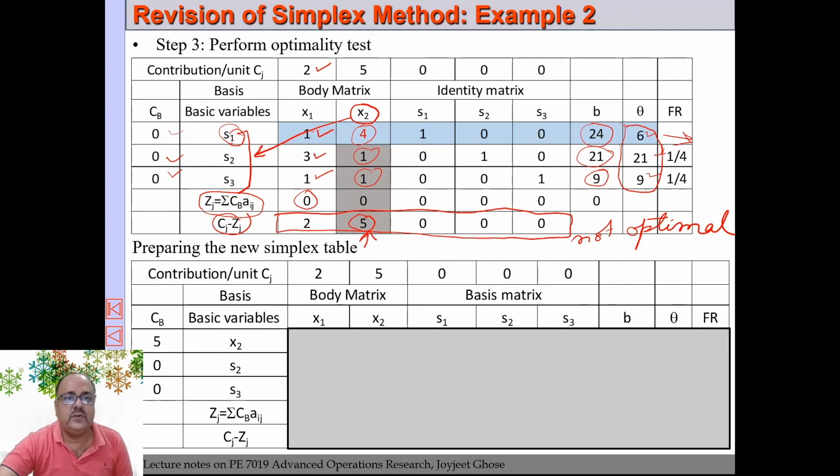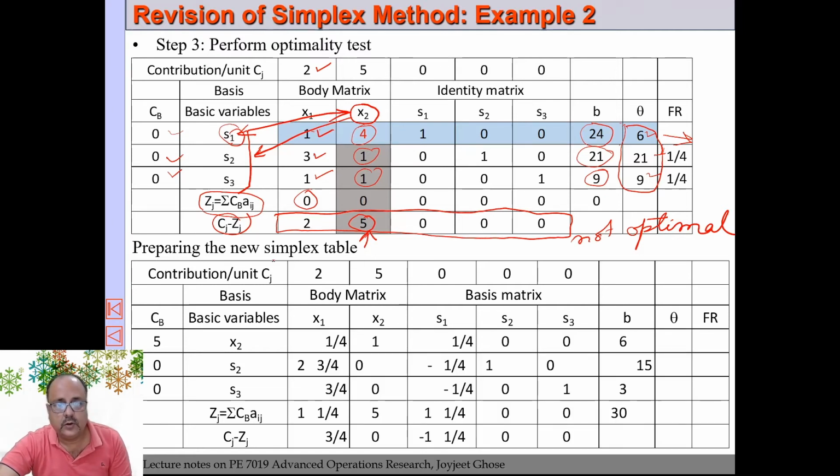So this we know. So x1 will be replaced by x2. Okay, now we'll iterate towards the next solution. So how to iterate? As I have said, for the pivot row, all the aij's will be divided by the pivot cell value. That means 1 will be divided by 4 to get 1 by 4.